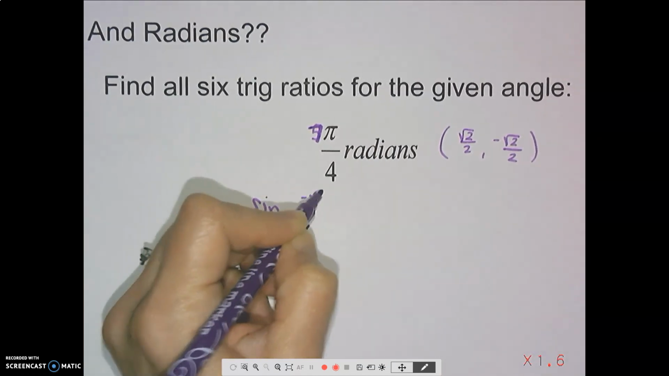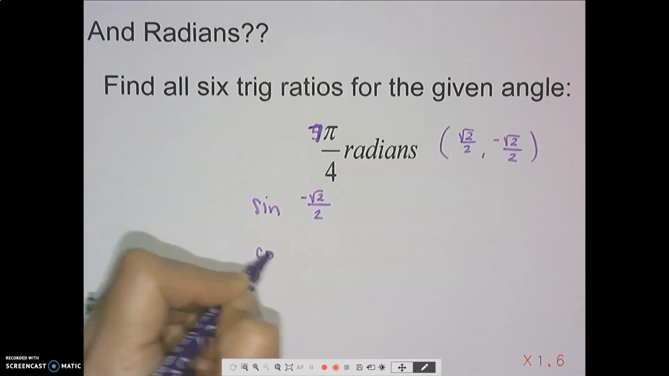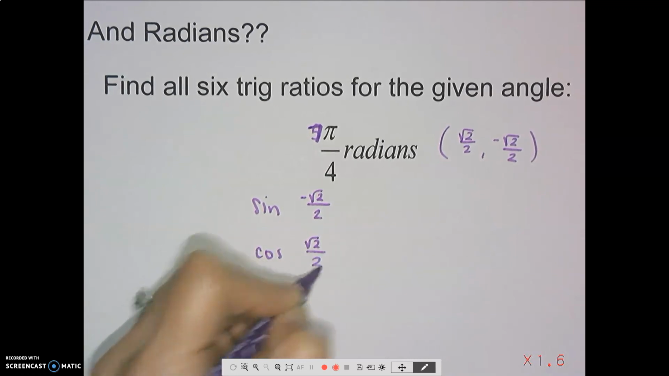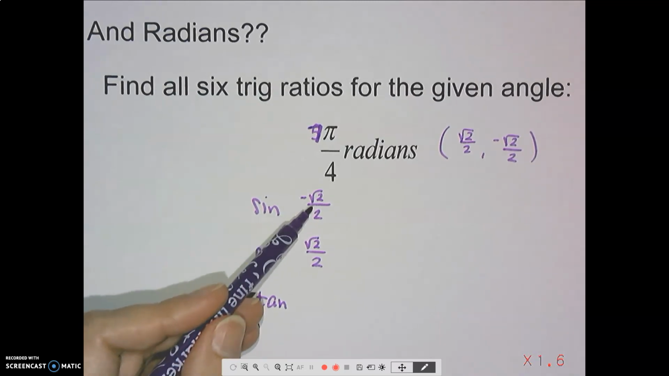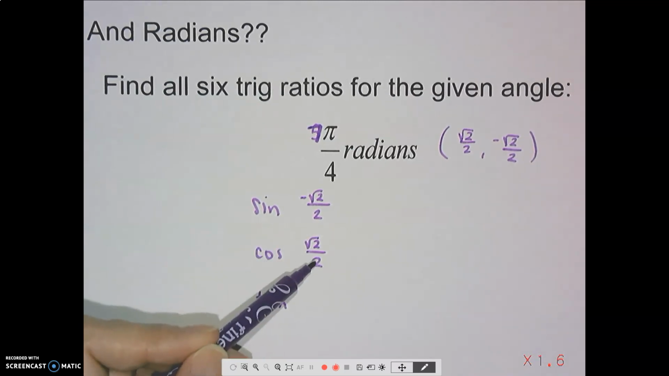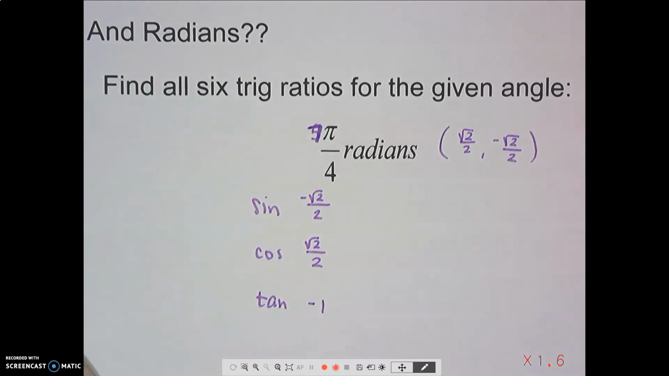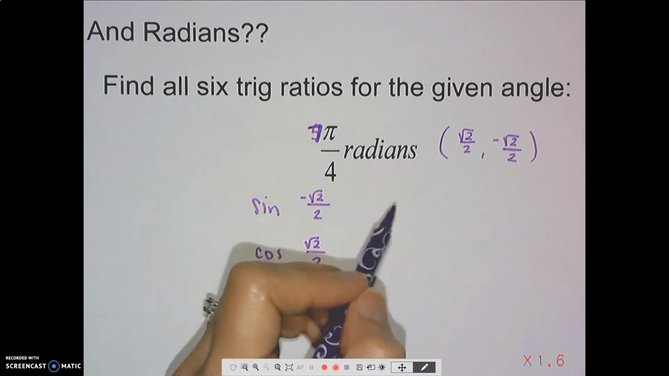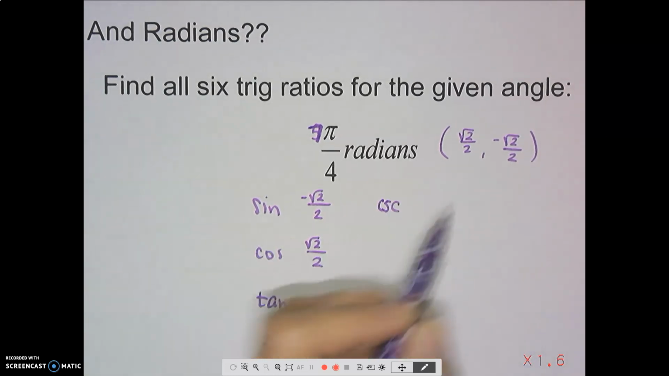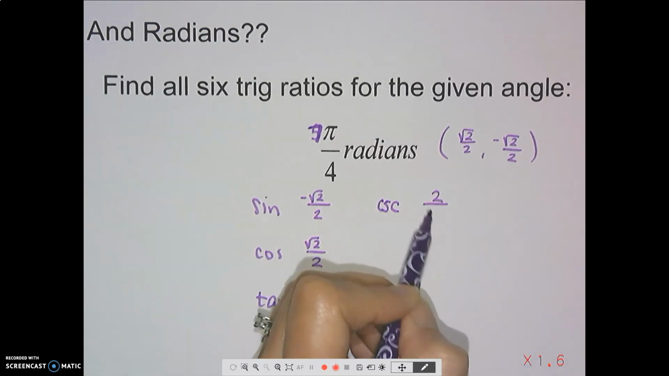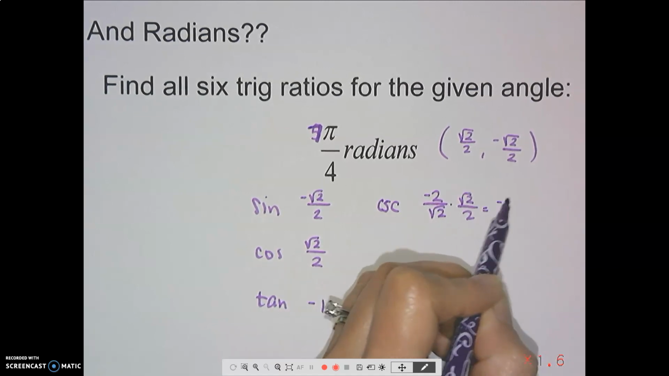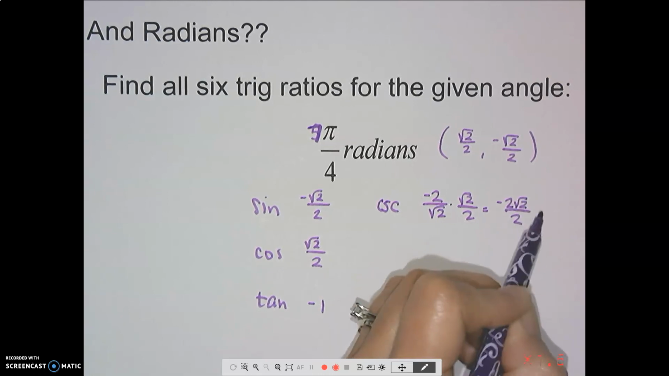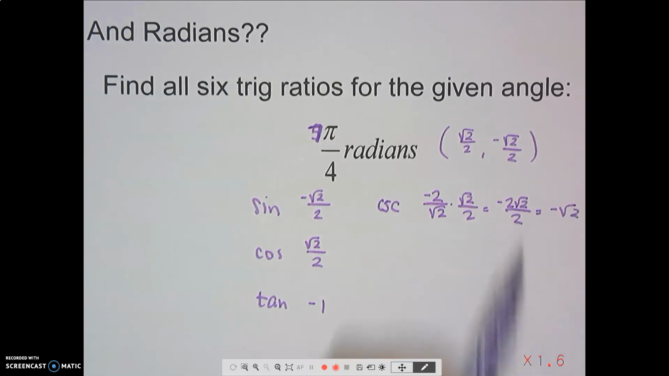Sine is just the y coordinate. Cosine is just the x coordinate. And then tangent is sine over cosine. But if I take the negative radical 2 over 2 and divide it by itself, we have a negative divided by a positive. That just means that our tangent is going to be negative 1. Here we would have cosecant, so we are going to need to flip that and rationalize. And the negative 2's cross off.